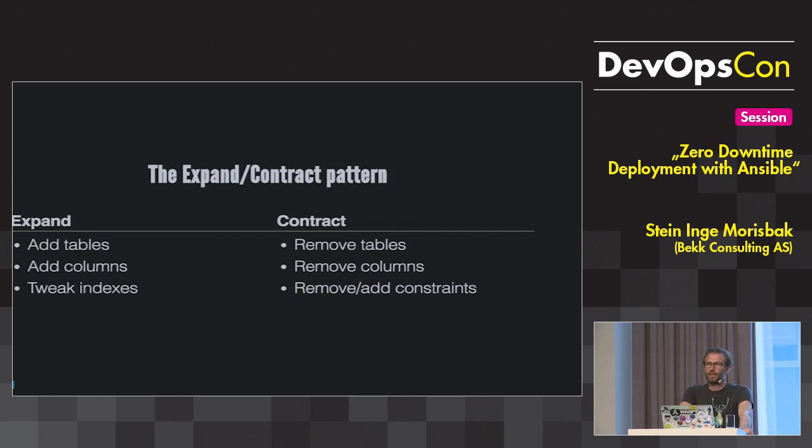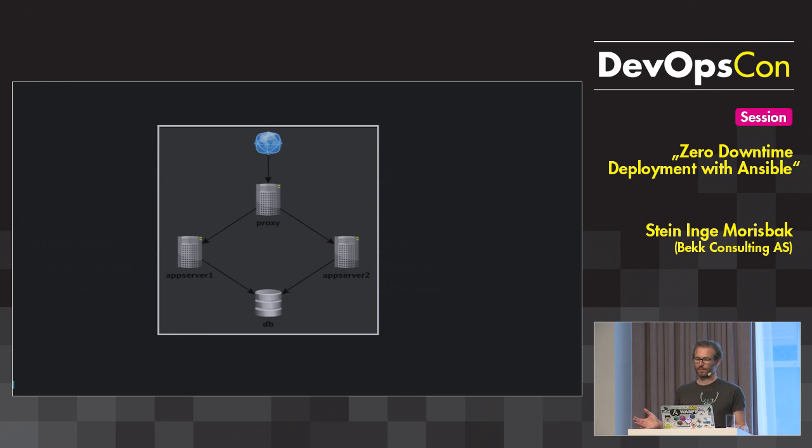And then the contract pattern we do after we've successfully deployed the application to all nodes. That means that the database, after we've contracted, is only compatible with the new version. You can do this in one go, but if you're a little bit more of a coward, you can run the expand and then wait a little bit, see if everything works, deploy the applications, see if everything works, and then run the contract pattern. This can also be used for rollback. So then you roll back the contract, deploy the new application, and then you roll back the expand.